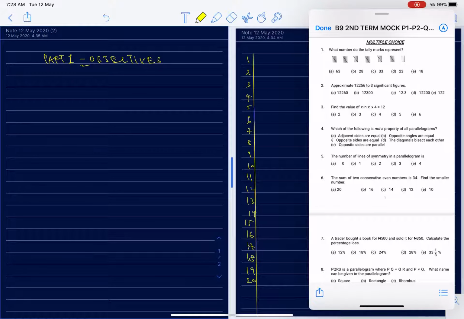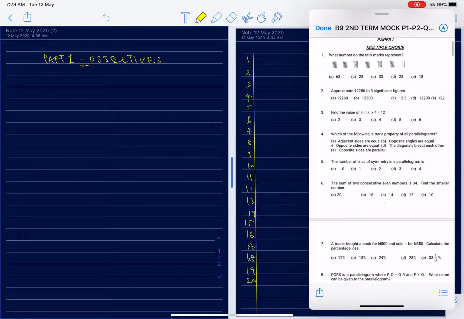I'll be solving in one of them, the one on the left, and writing the correct options to the multiple choice questions. In the second note, you can see I already made a column for numbers 1 to 20, and we'll extend the numbers as we move on. So let's go straight to it.